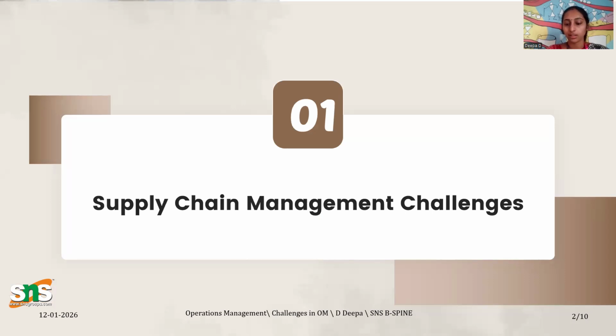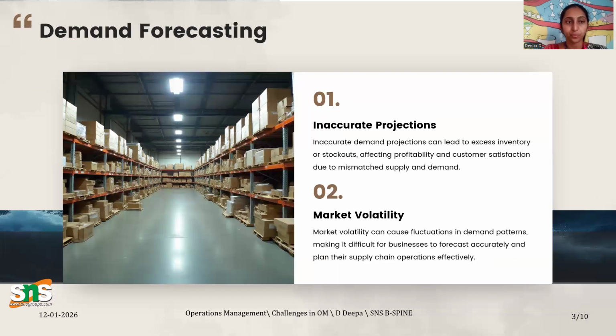So, supply chain management challenges. The first thing is demand forecasting. See, predicting the future is actually very difficult, the toughest part, right? What happens in the future, and how the demand for goods and services will behave, whether demand is going to increase or decrease, predicting all these things is difficult. That is demand forecasting.